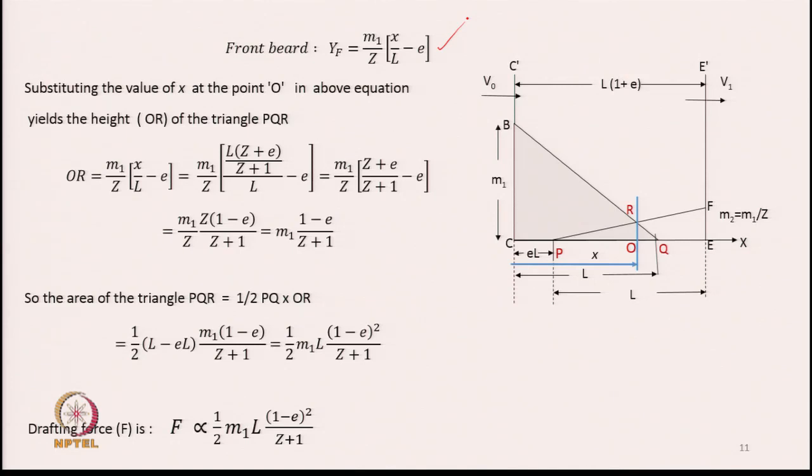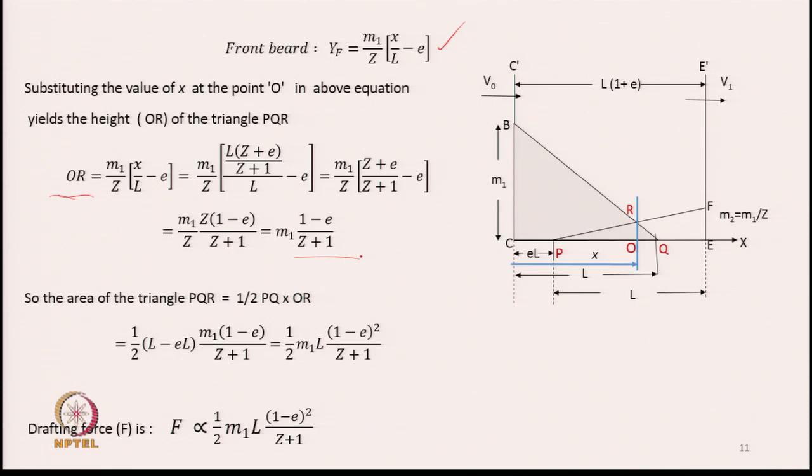In the same equation, if we put the value of x, which will give me the height O r, we will be able to find out what O r is. And O r is going to be m 1. It is just substitution of the value and simplification, we get this value: m 1 into 1 minus E by z plus 1.